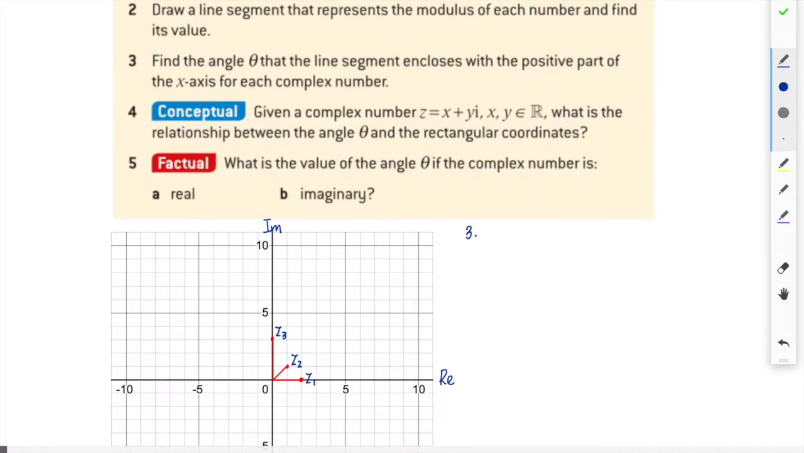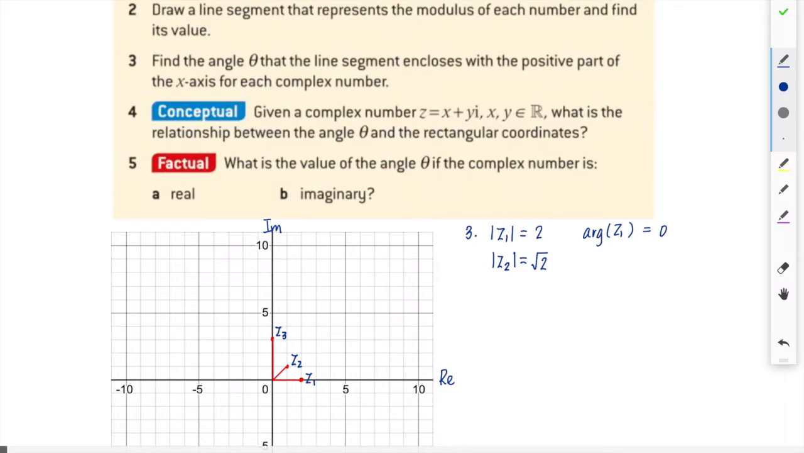and so on. I can say that Z1 has a magnitude or modulus of 2, and then we say that the theta, we call this the argument, is 0. For the magnitude of Z2, the 1 plus i, using the Pythagorean theorem, I know that this is the square root of 1 squared plus 1 squared. So square root of 2 would be the modulus, the length of that line segment.